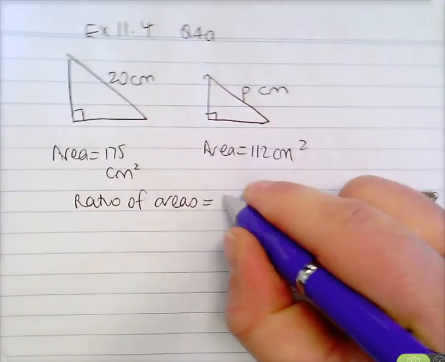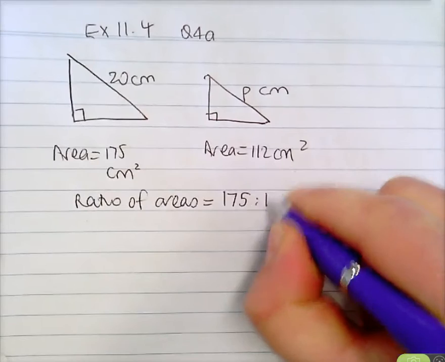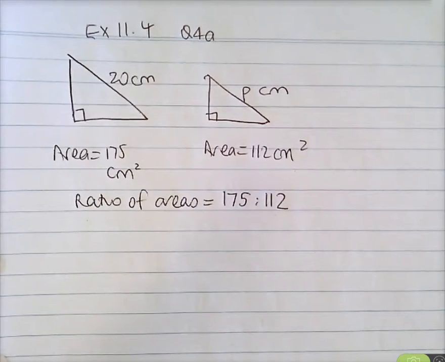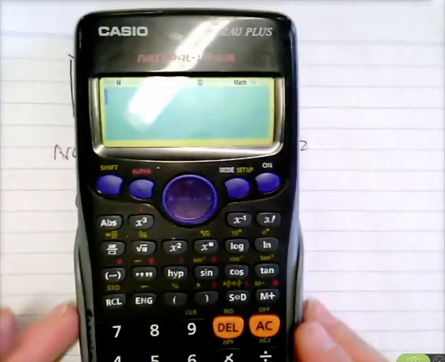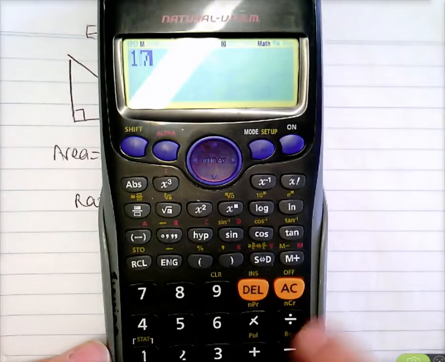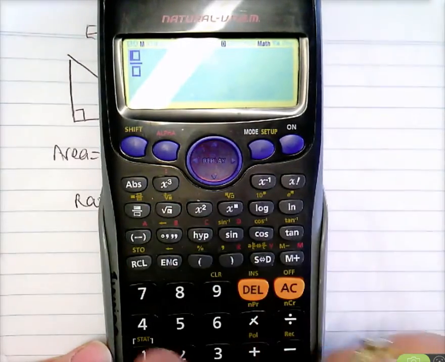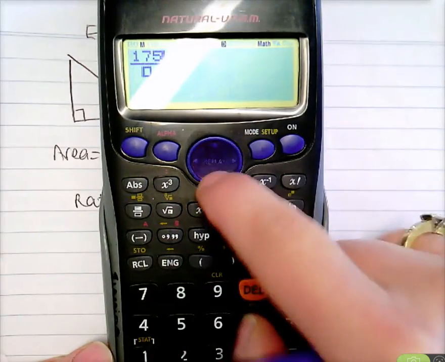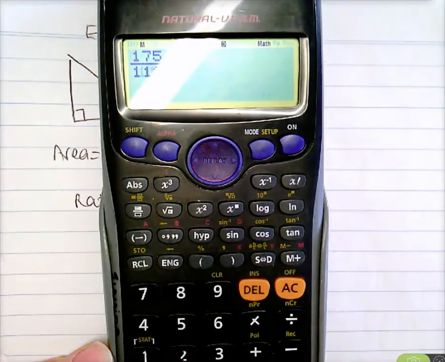Girls, because you have a calculator for this, I think you should just put in 175 ABC 112 on your calculator. So go 175 ABC 112. You will get a mixed numeral. I then want you to go shift fraction button. I'll just show you here on the calculator. On this one, it would be 175 over 112.